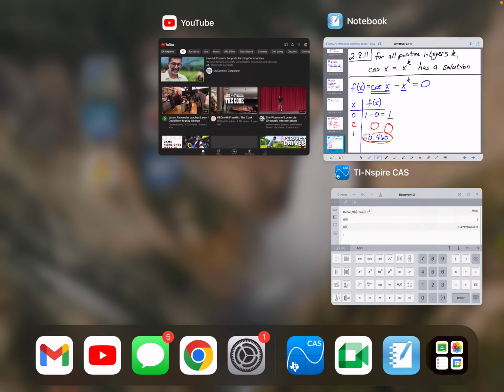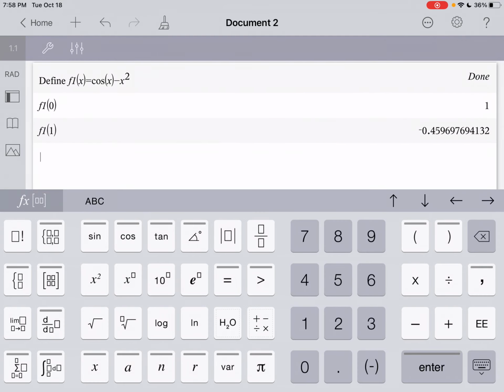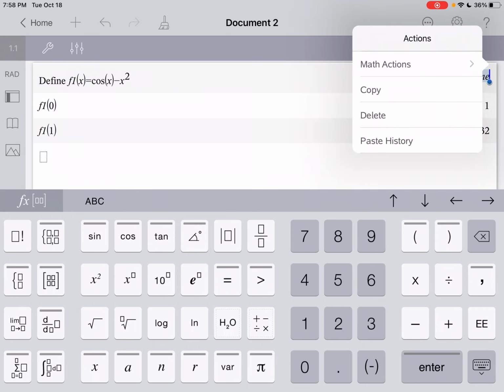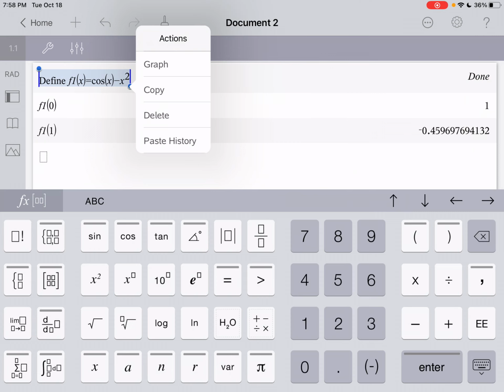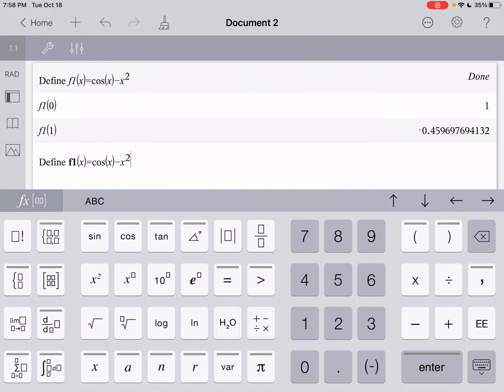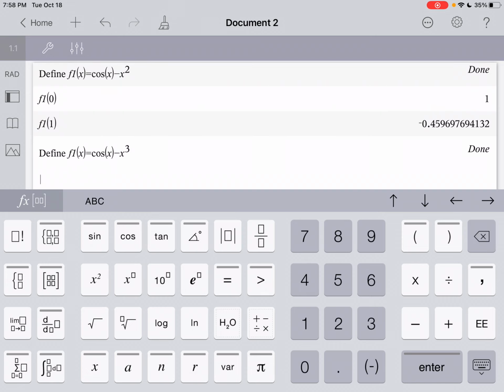Now I'm curious, let's see what happens if we let k equal 3. So I'm just going to go up a few times. There we go. I think I'm going to hit enter. And instead of that 2 at the end, I'm just going to delete that and put a power of 3 in there. Okay, got it.